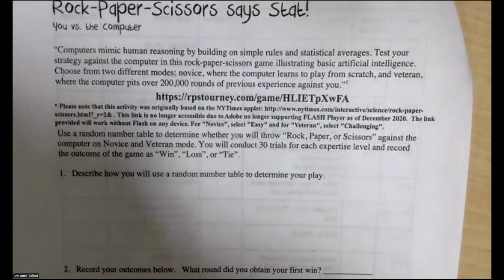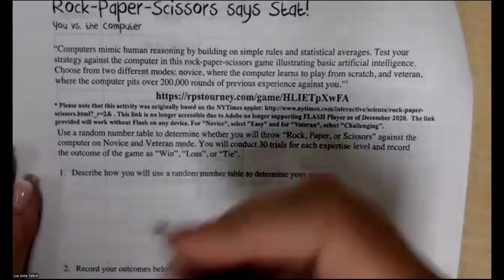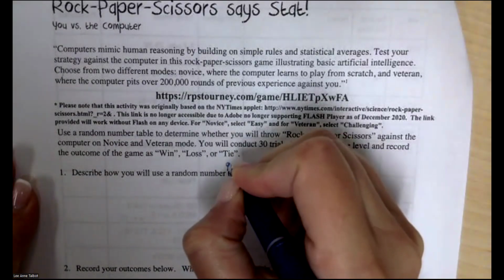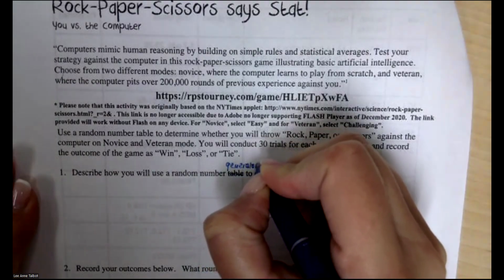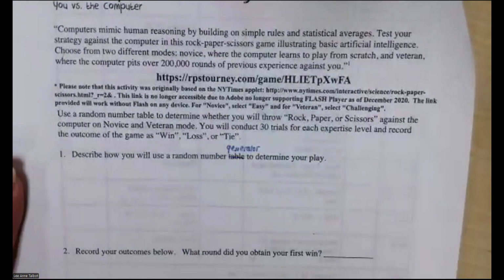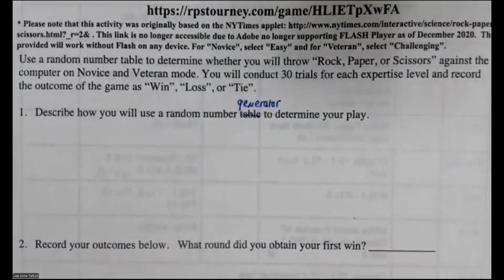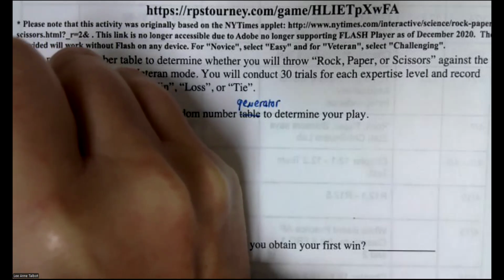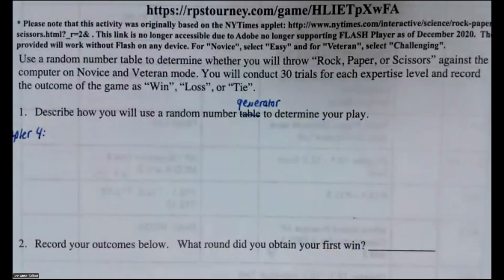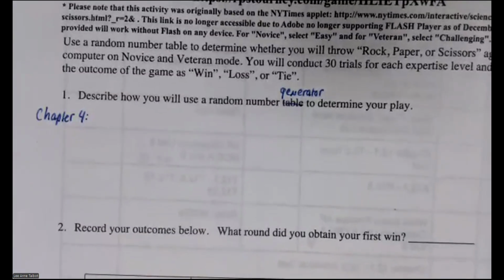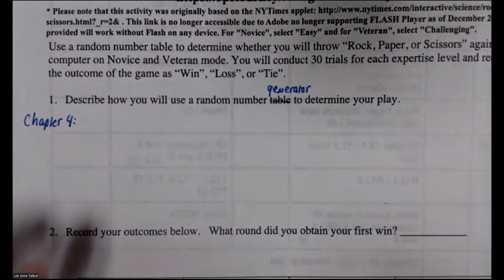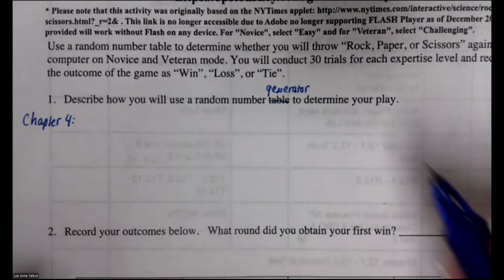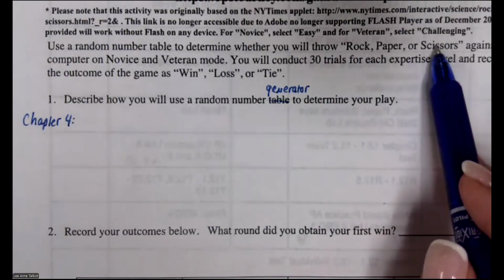Let's remind you how to list what you're going to do for a random generator. We're going to change that word from table to generator. And again, technically we're not cheating, because a random number generator is just using a random number table inside of it. Anyway, making a note, doing some AP exam review.